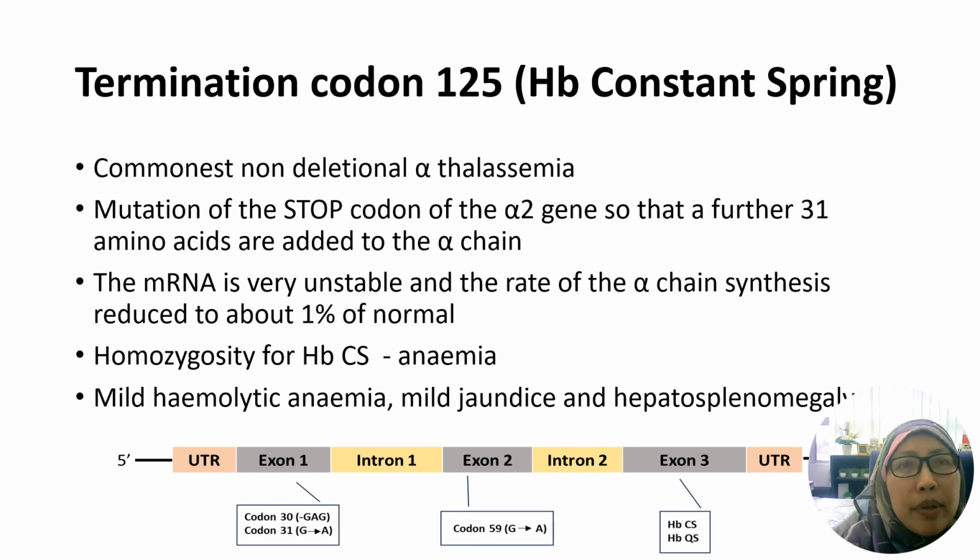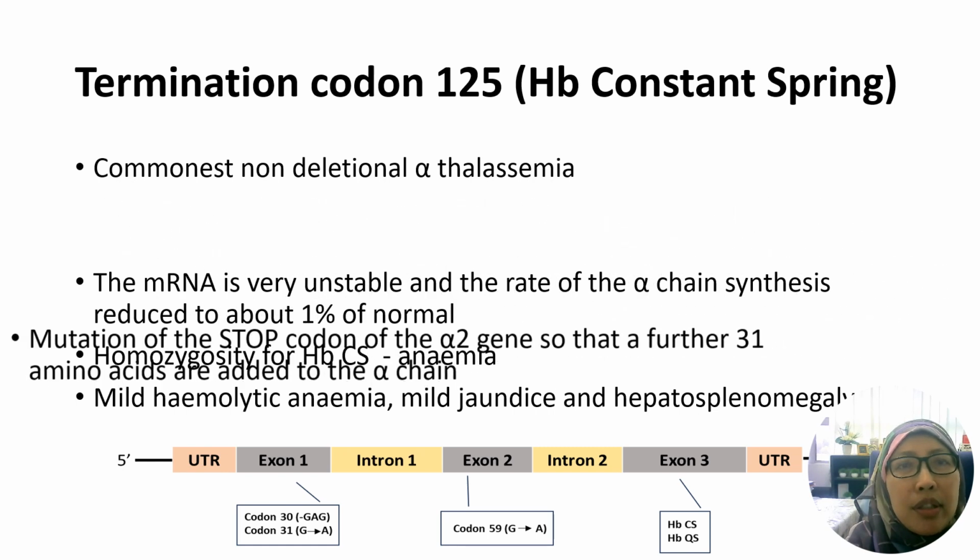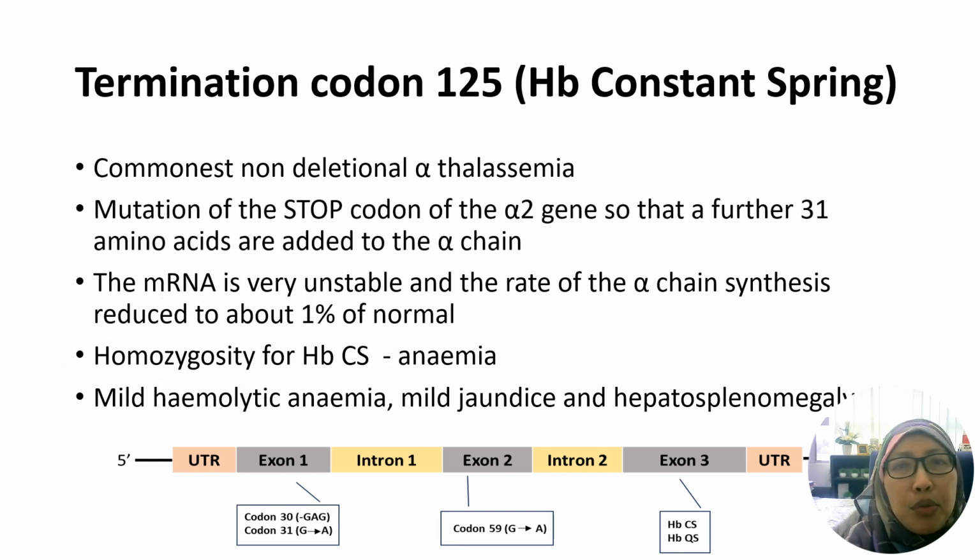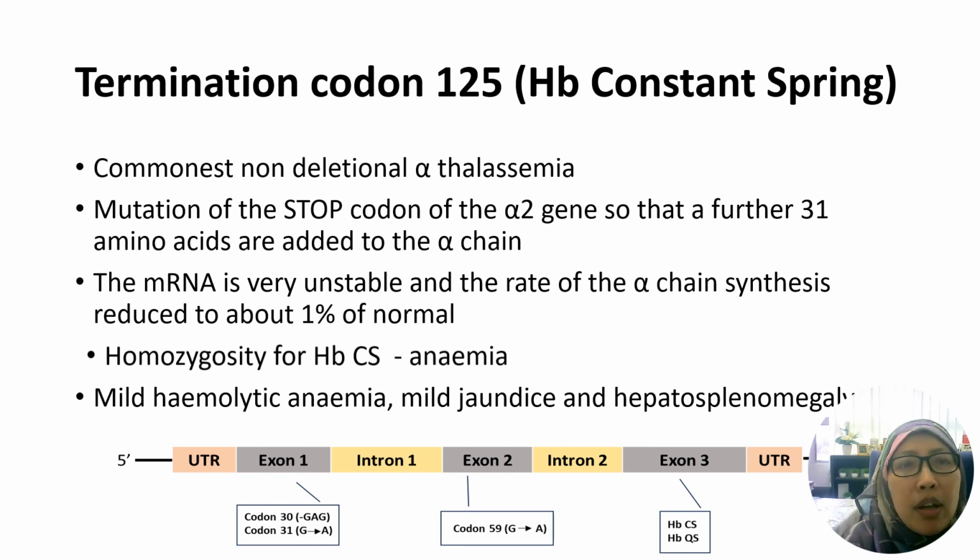Hemoglobin Constant Spring is the commonest non-deletional alpha thalassemia. It results from mutation of the stop codon on the alpha-2 gene so that a further 31 amino acids are added to the alpha gene. The mRNA is very unstable and the rate of alpha chain synthesis is reduced to about 1% of normal.